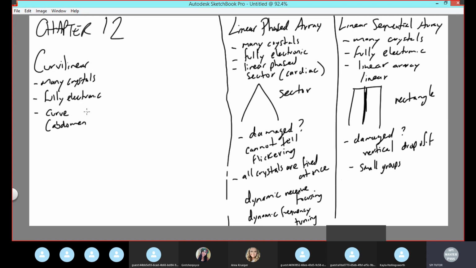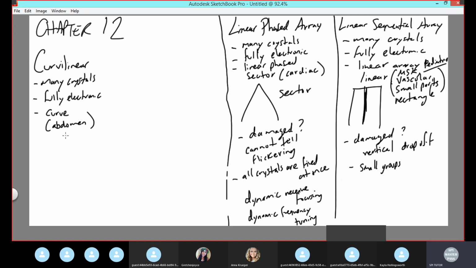Oh, I forgot to tell you guys what the linear sequential is for. So the linear sequential is for your MSK, for your vascular, and for your small parts. And if you really want to get specific, even more than this, you would also use it for pediatrics. Because for small babies or small children, you will use a high frequency transducer, which is the linear sequential. All right, so this is what you use it for. I'll just put pediatrics here. Okay, so that's what you use it for.